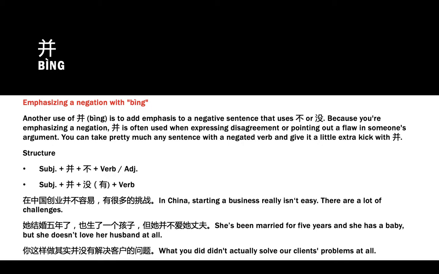你这样做其实并没有解决客户的问题。What you did actually didn't solve our clients' problems at all. 你这样做 what you did 其实并没有 actually didn't solve our clients' problem at all, to reinforce a little bit the degree of negation. So, as used in lesson 4, 他并不感到满意. So it's using this usage. 他并不感到满意. He isn't feeling satisfied, right? 并不.